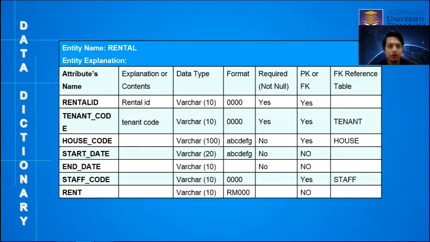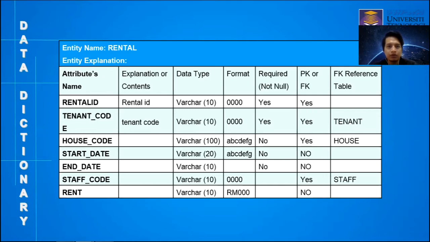And then for the data dictionary, for the entity named rental, we got the rental ID, tenant code, house code, start date, end date, staff code, and rent. So here you can see the data type of all these attributes, and the format, and the required, which is not null. So for rental ID, it is required. Tenant code, it is required, and for the rest, it is not required. So you can have a blank space in the attributes.